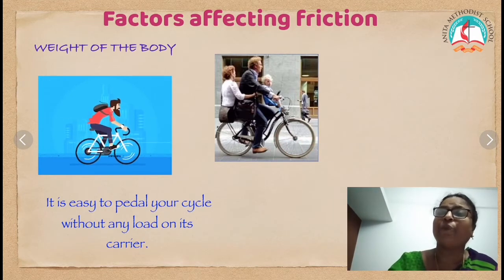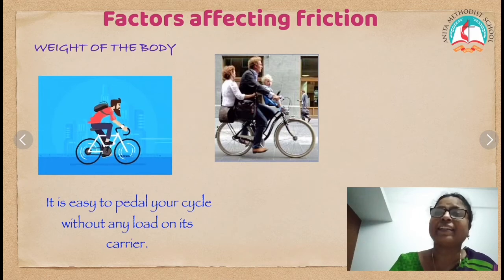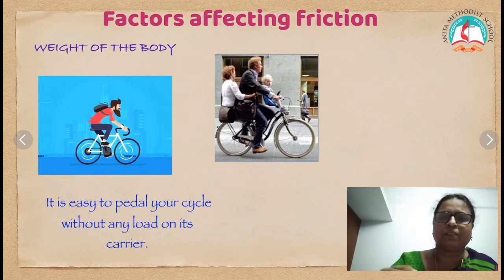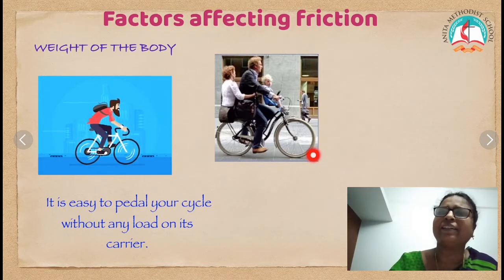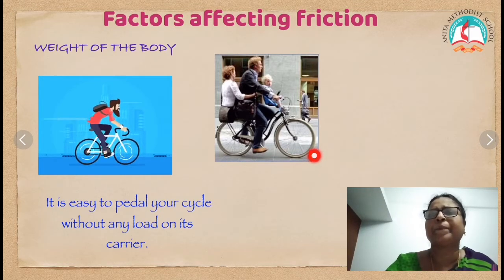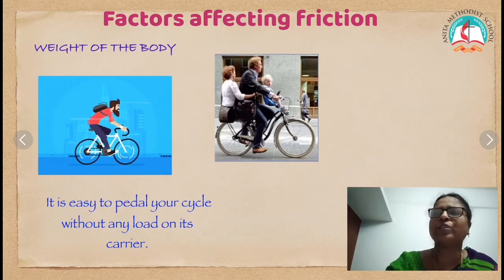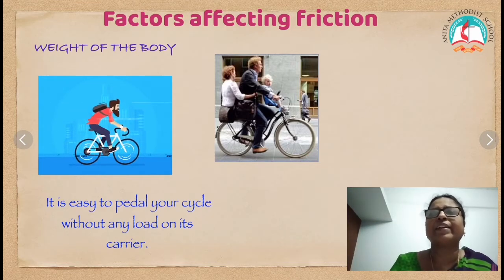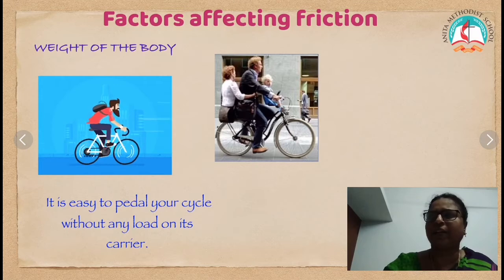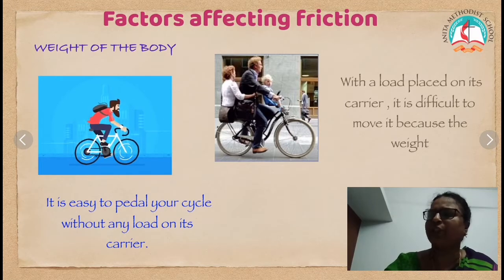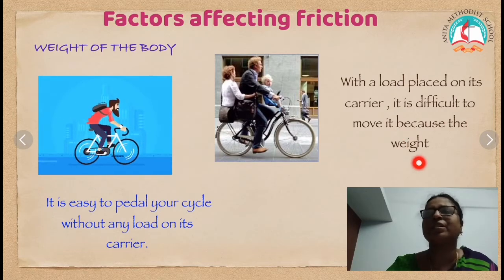So what will happen? The weight will increase the friction between the surface of the tire and the road. That's why the weight of the body affects the friction. Here you can see that with a load placed on its carrier, it is very difficult to move because of the weight. So it affects the friction also.